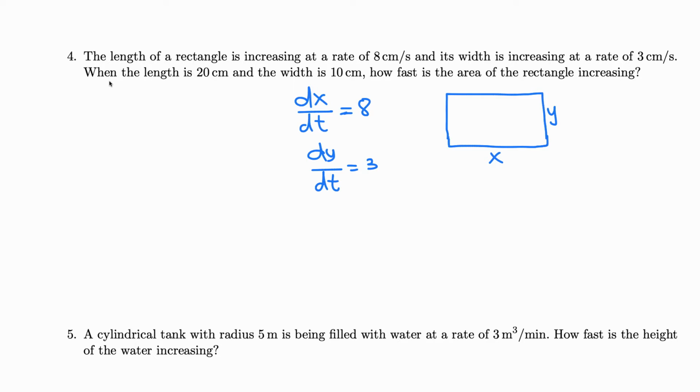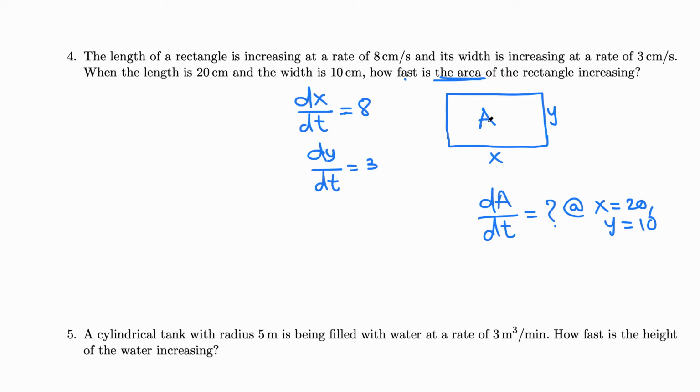centimeters per second. When the length is 20 and the width is 10, how fast is the area of the rectangle increasing? So how fast is the area? So we have area, so the rate of change of area is what? At the moment when the length is 20 and width is 10. Okay, so we have this situation.